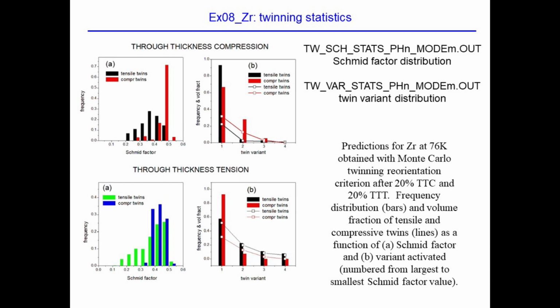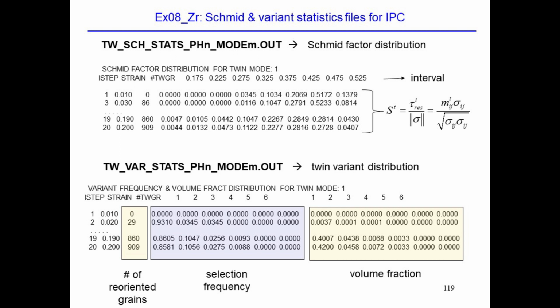Okay, so these statistics take some time to digest, but they give you a lot of valuable information that can be compared against EBSD-based statistics on twin analysis, and we have used them in that way. Now, the files that were used to calculate those histograms or bar diagrams are the files twin Schmidt statistics, and this is the statistics only for mode 1, which is the tensile twin. There is a similar one for mode 2, which is the compression twin.